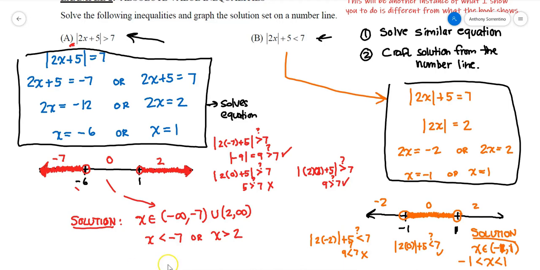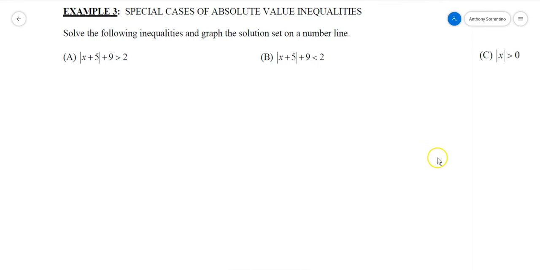So that's how we do it with these inequalities. The other inequalities that you're given to have a look at in this example are just to kind of consider some special circumstances. So let's have a look at this. Some special cases for absolute value inequalities, for example 3. Again, I'm going to rewrite this as an equation, and I go through the solution process.